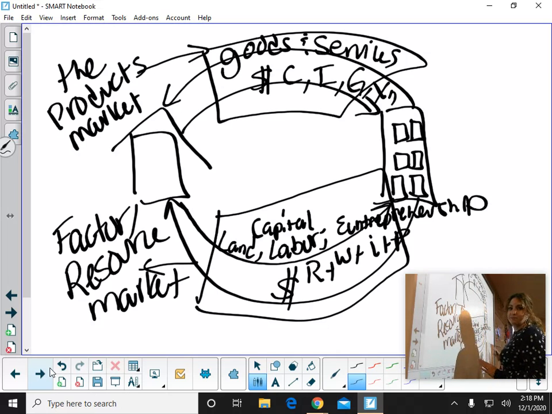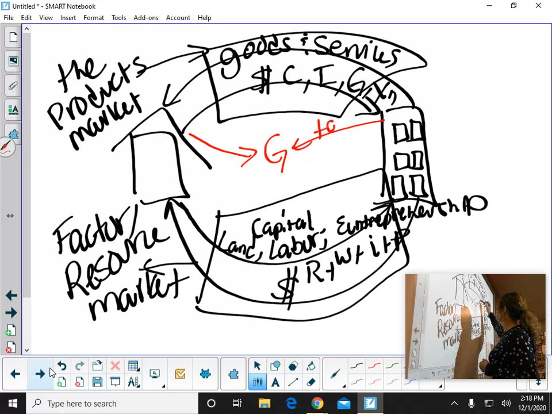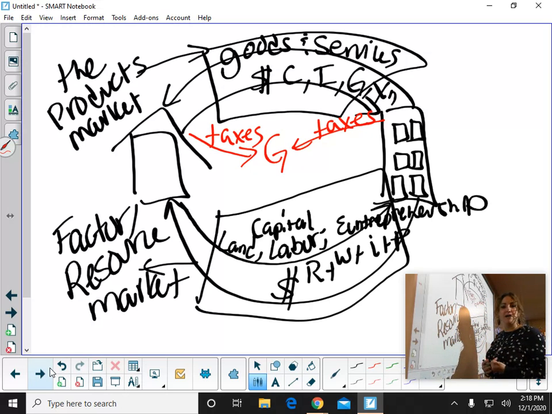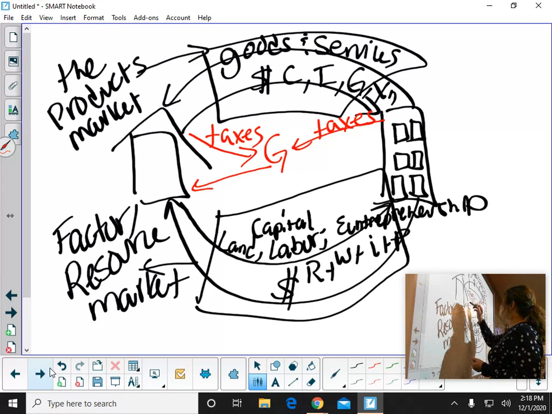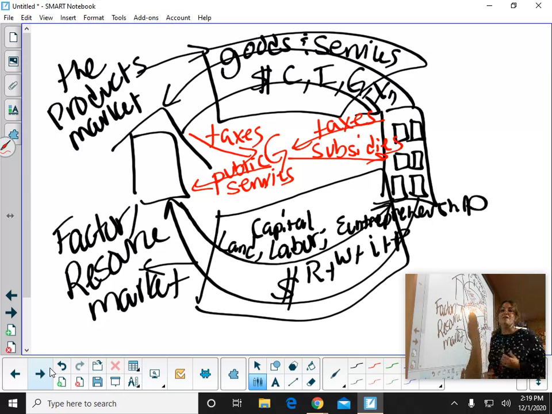This outside circle is typically called the simple circular flow model. The complex circular flow model is when the government is added in the middle. This time, taxes are coming in. And basically, public services are coming out, like education, healthcare, Medicare, Medicaid, the military, Social Security, these types of things. So public works and services go to households. And businesses get subsidies sometimes, or that's like government assistance. So that's the circular flow model.